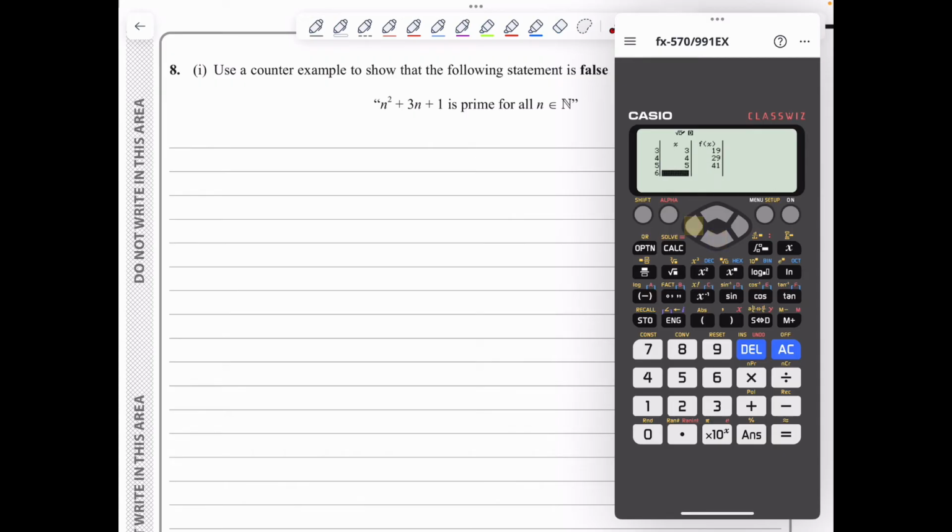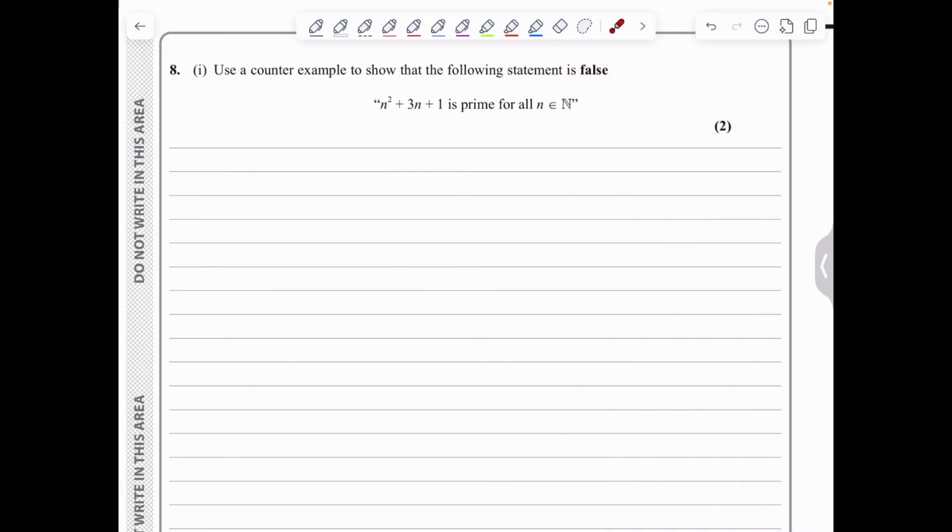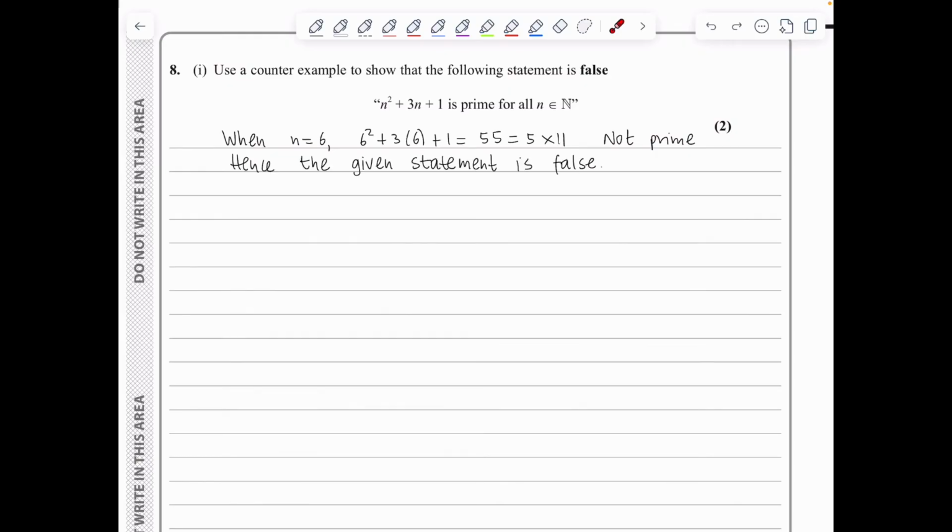So I will go here and put a 6 to evaluate this when x is 6, which corresponds to n being 6. And I get the value of 55, which is 5 times 11. So we have found a number which is not prime. The only thing missing is for me to state exactly what happened here. So when n is 6, we get that 6 squared plus 3 times 6 plus 1 is 55, which is 5 times 11, which is not prime. And therefore, the only thing missing is a full conclusion that the given statement is false.